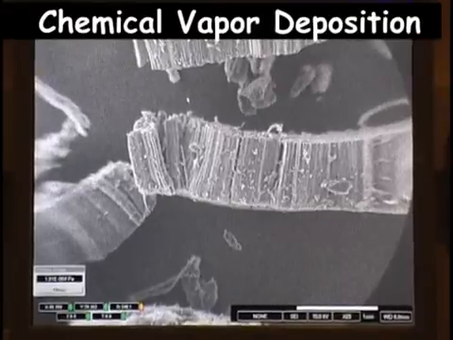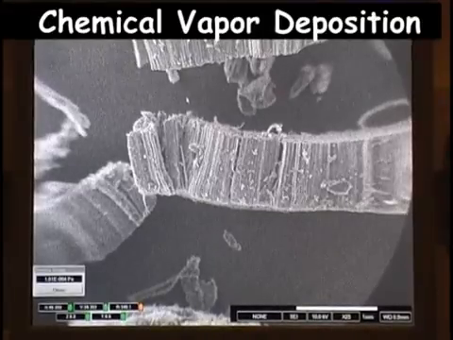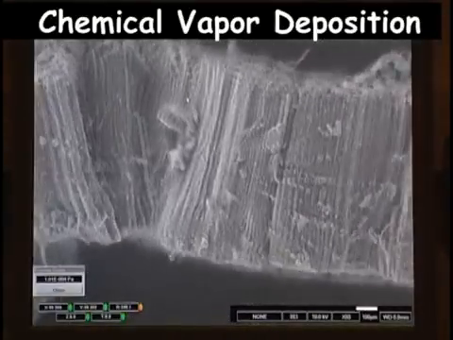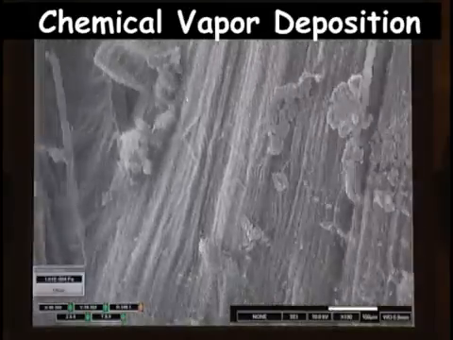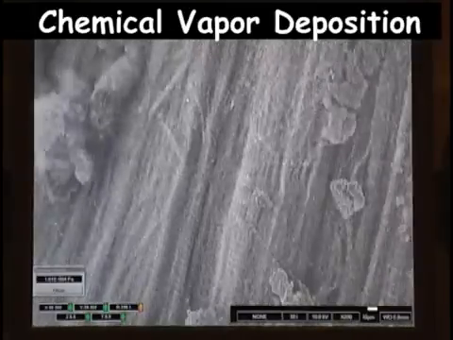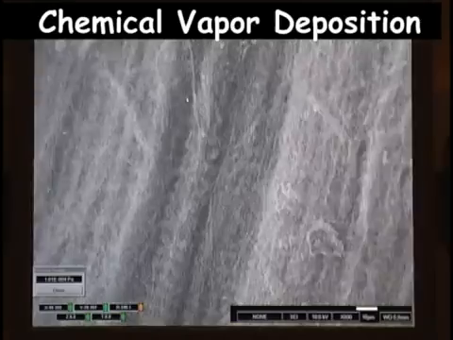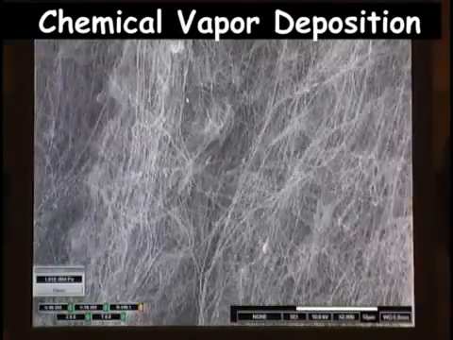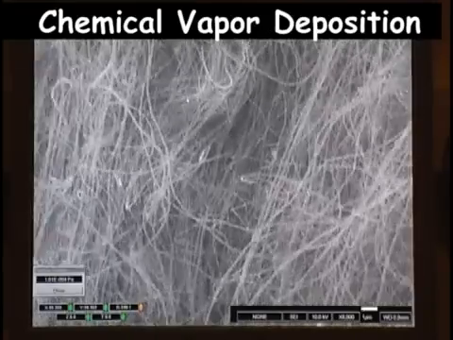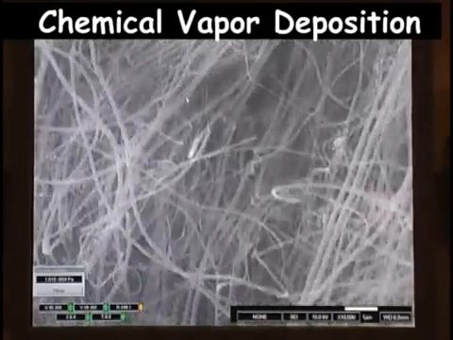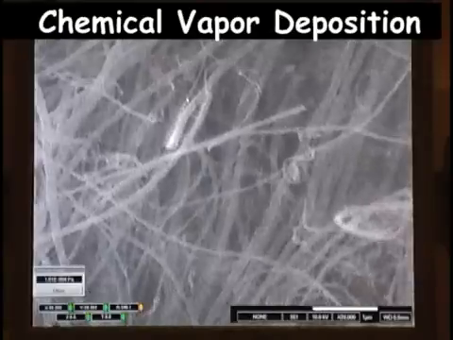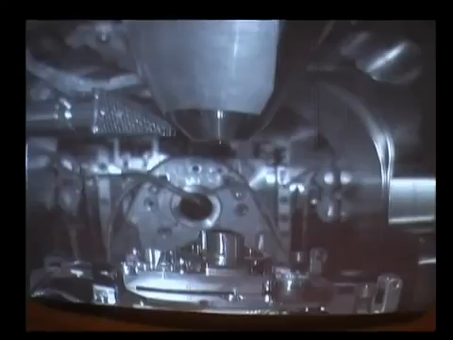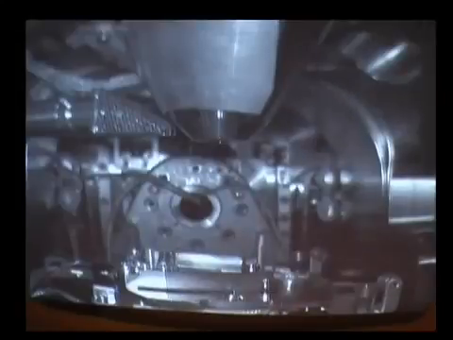This is the CVD sample at a lower magnification, but let's go to the highest possible magnification of the SEM. Now we can see the individual tubes. Let's change the sample and look at the arc discharge tubes.